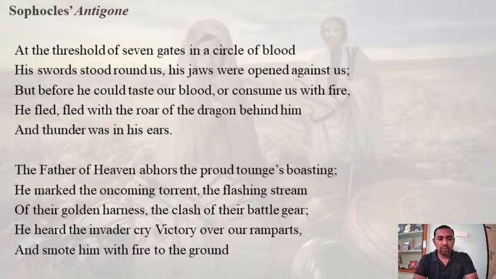His swords stood round us, his jaws were opened against us. But before he could taste our blood or consume us with fire, he fled with the roar of the dragon behind him, and thunder of war in his ears. The Father of heaven abhors the proud tongue's boasting. He marked the oncoming torrent, the flashing stream of their golden harness, the clash of their battle gear. He heard the invader cry victory over our ramparts.